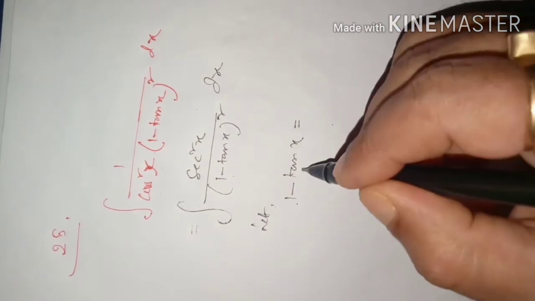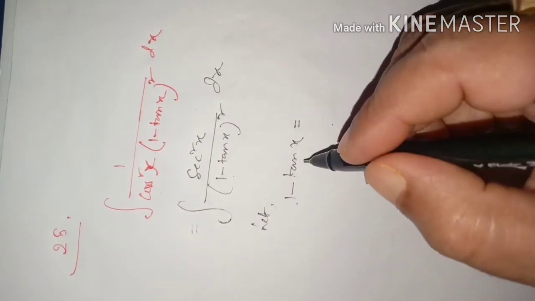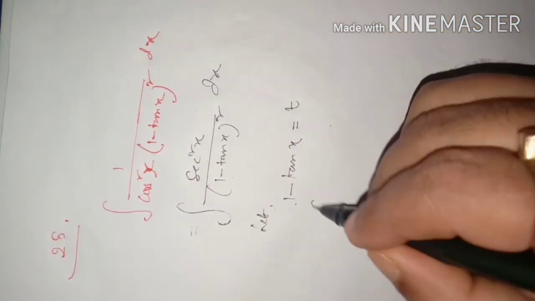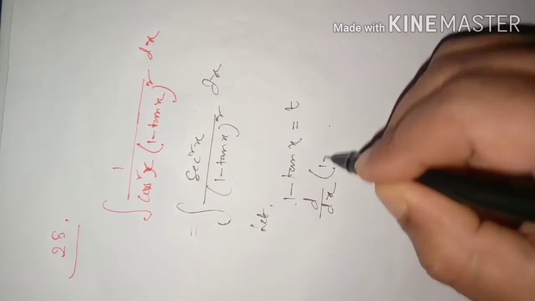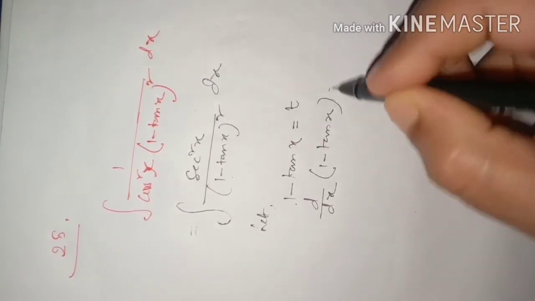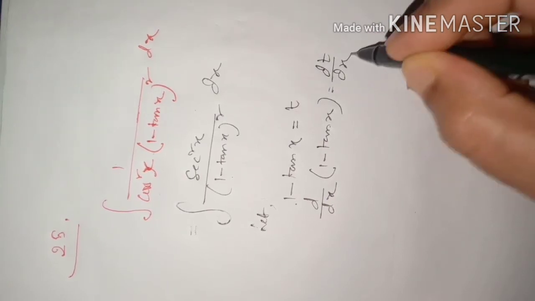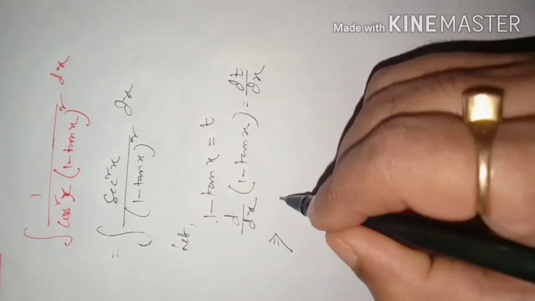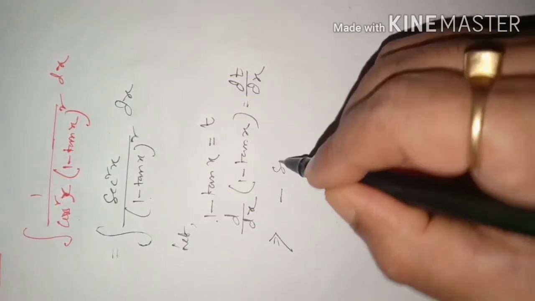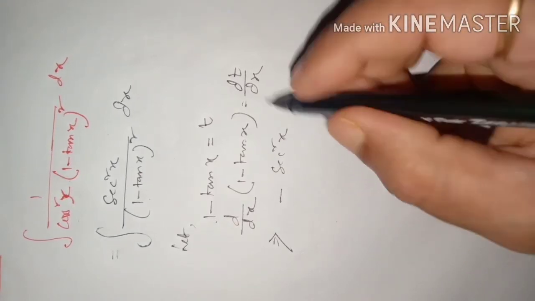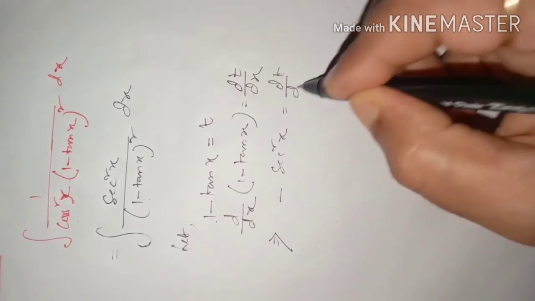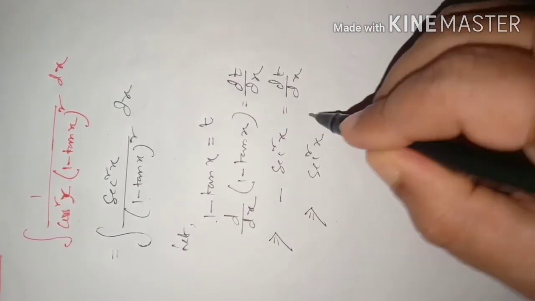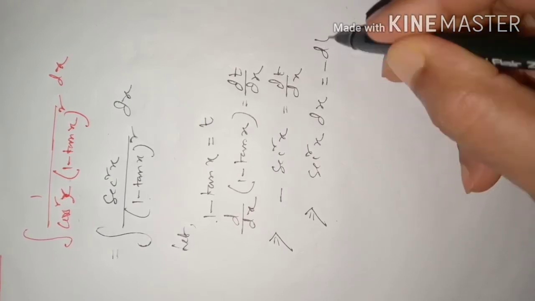Now I am thinking like this, because tan x, its derivative is what? Sec square. So if I take it as, suppose, t, then it will be like this: d by dx of 1 minus tan x is equal to dt on dx. So then what shall I get here? Its derivative is minus sec square x, and it is dt by dx. So from here what you can say is that sec square x dx is equal to minus dt.